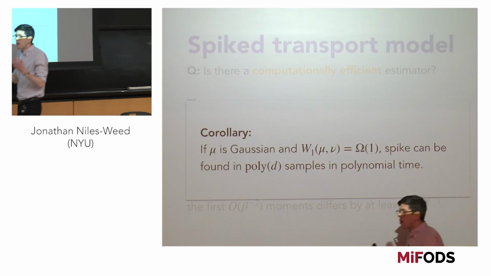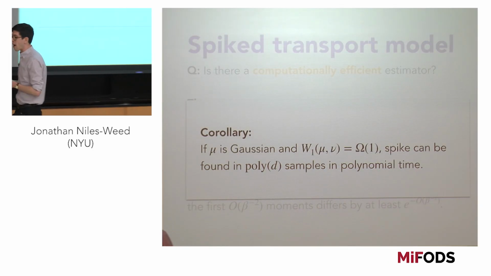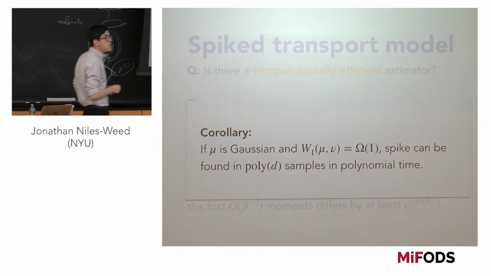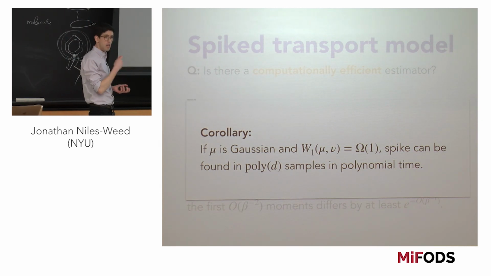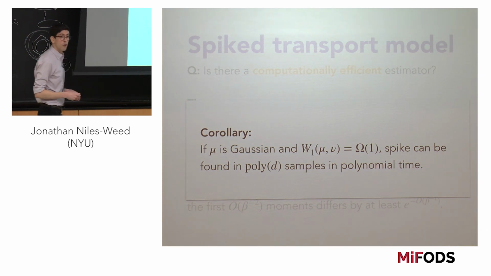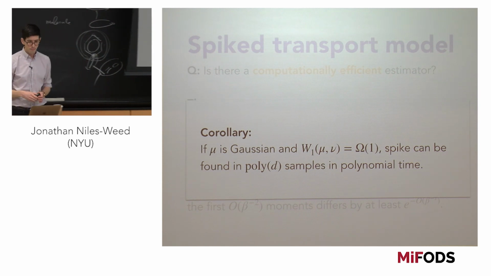Putting together these two results that already were out there, you get as a corollary the weak type of guarantee that if mu and nu are really far apart, and mu is a Gaussian, then I can find the spike in polynomial time. Because if they're really far apart, then there is some low-order moment that differs by a constant amount. And then Vempala and Xiao's algorithm shows me how to find it.